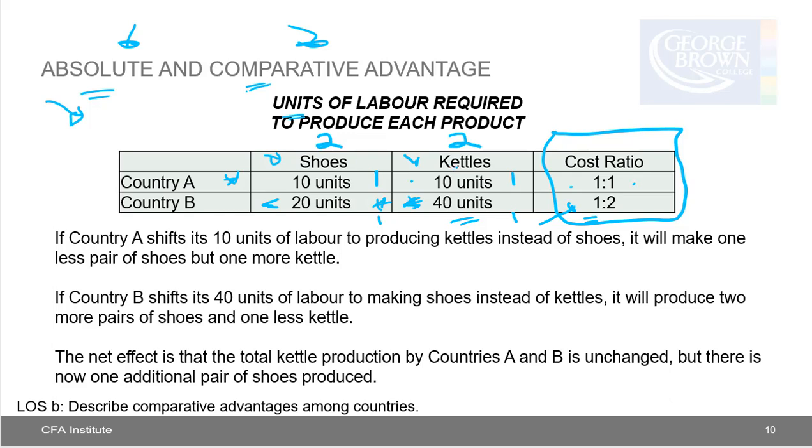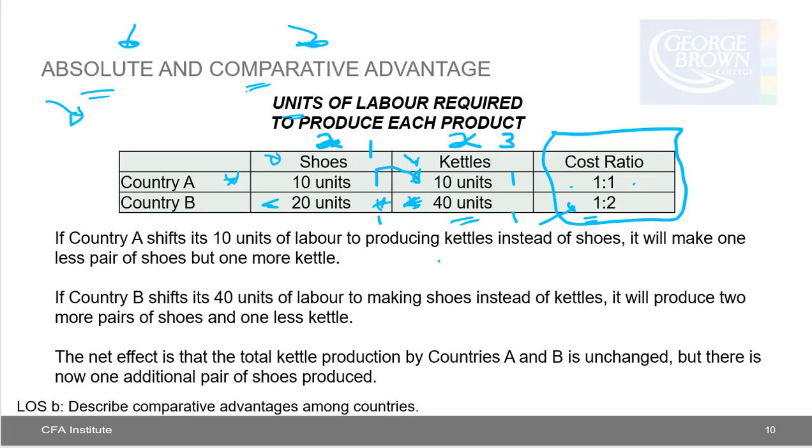But our example implies that country A should specialize in making kettles, and country B should specialize in making shoes. Country A and B should trade with each other to gain access to the good that the other country produces more efficiently. So if we start with country A and we shift 10 units of labor to producing kettles instead of shoes, we can see that it'll make 1 less pair of shoes, but 1 more kettle, okay? So this will go down now to 1 pair of shoes in country A, but now we're going to be at 3 kettles, okay?